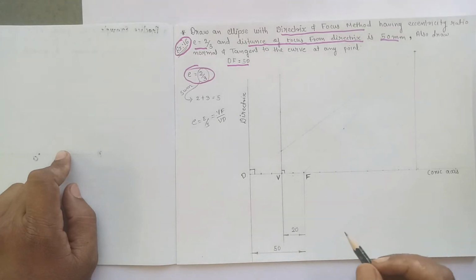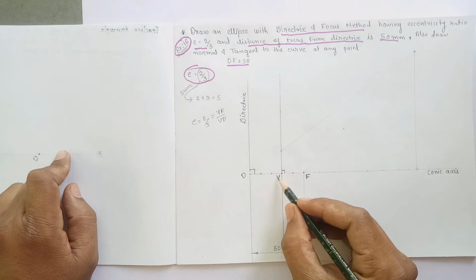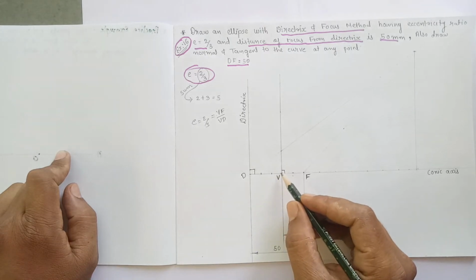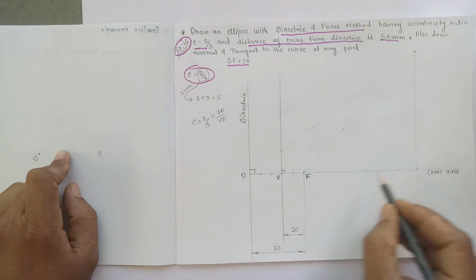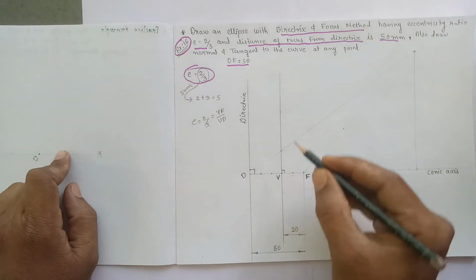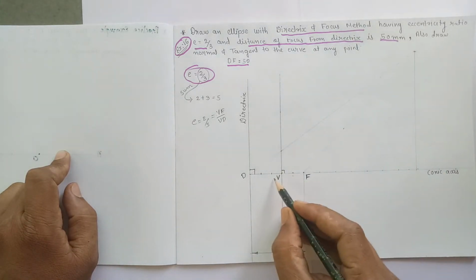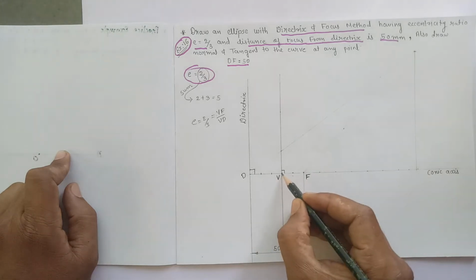Now in directrix and focus method, after marking the vertex point, the next step is to draw a line perpendicular to the conic axis from the vertex point. So we have to draw this line which should be perpendicular to the conic axis from the vertex point.